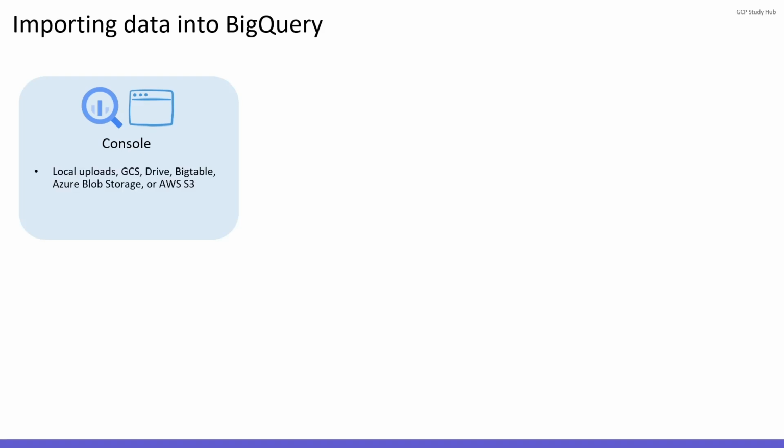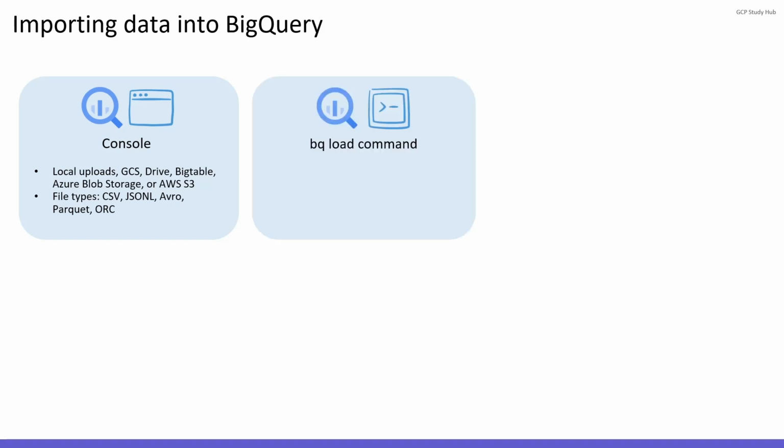You use this for local uploads from your machine or to pull from storage services like Cloud Storage, Google Drive, and Bigtable. It also supports external cloud sources like Azure Blob Storage and AWS S3. The console supports a specific set of file types, including CSV, JSON-L, Avro, Parquet, and ORC. This is usually the go-to method for smaller datasets or when you are just starting to explore a new data source. For more advanced workflows, you can use the bq load command.